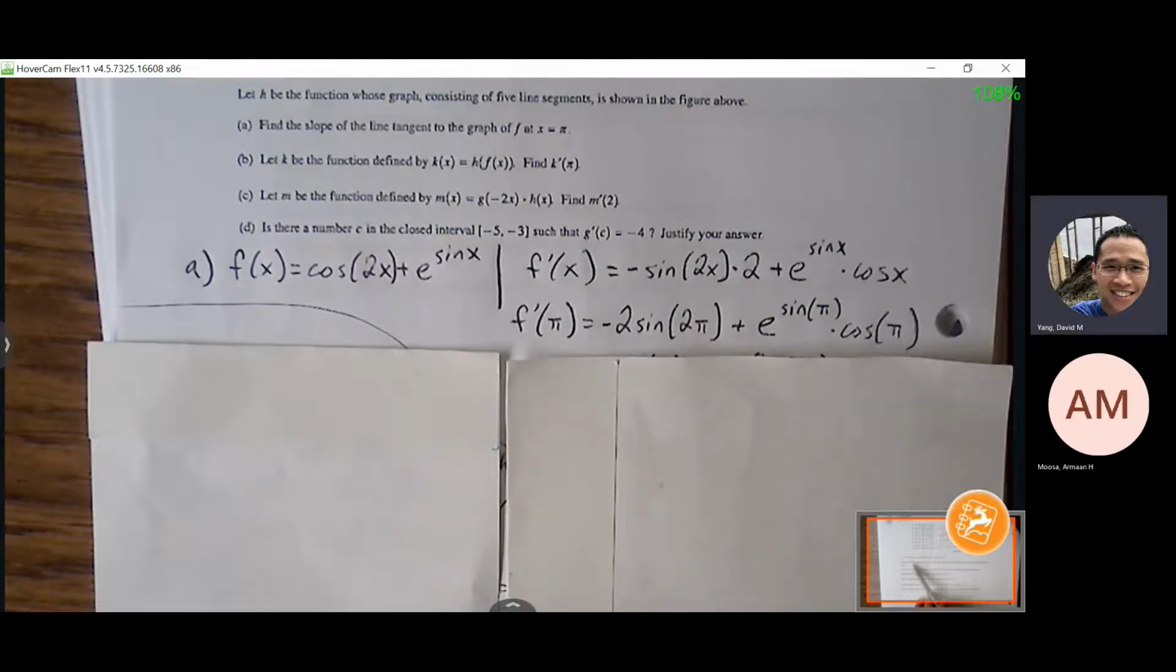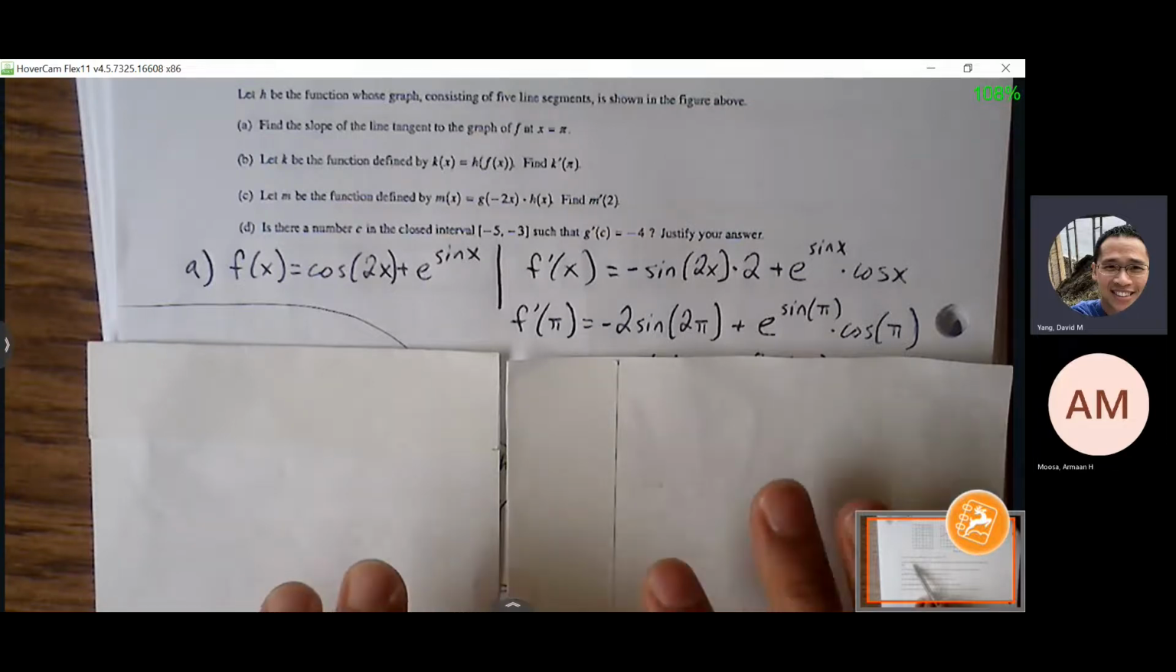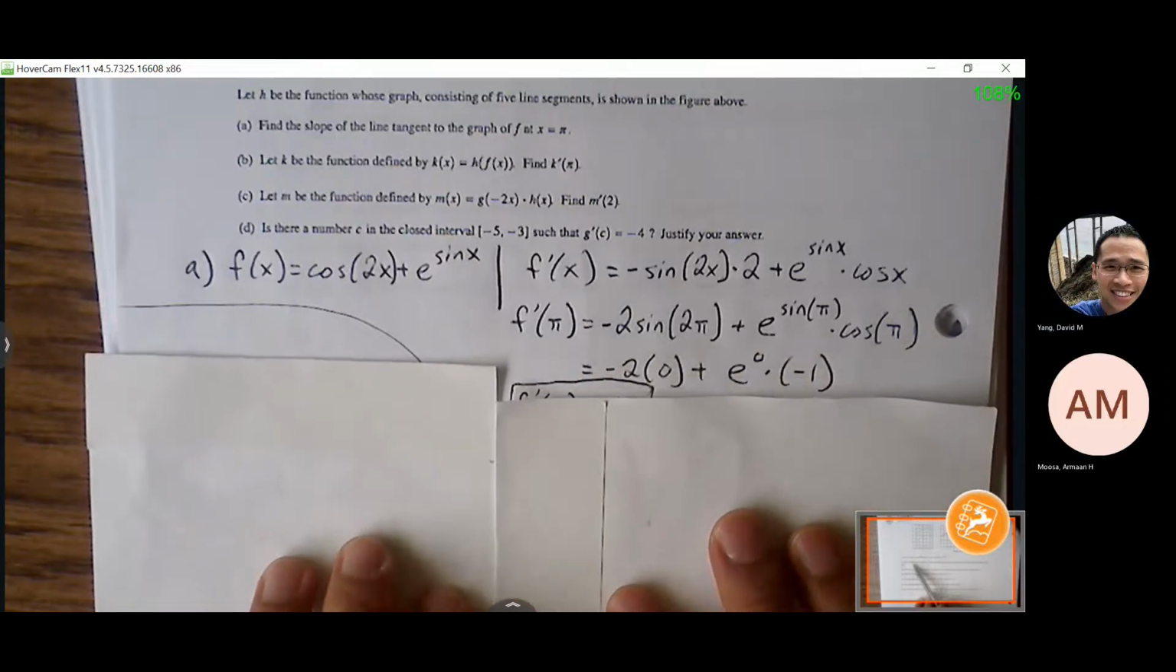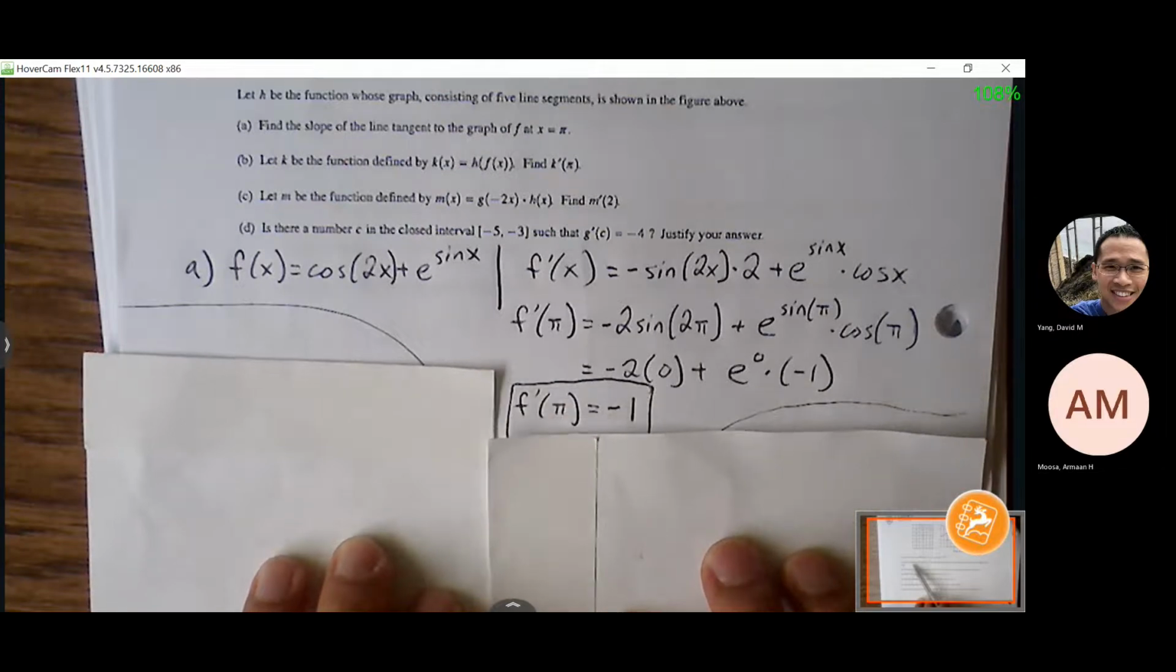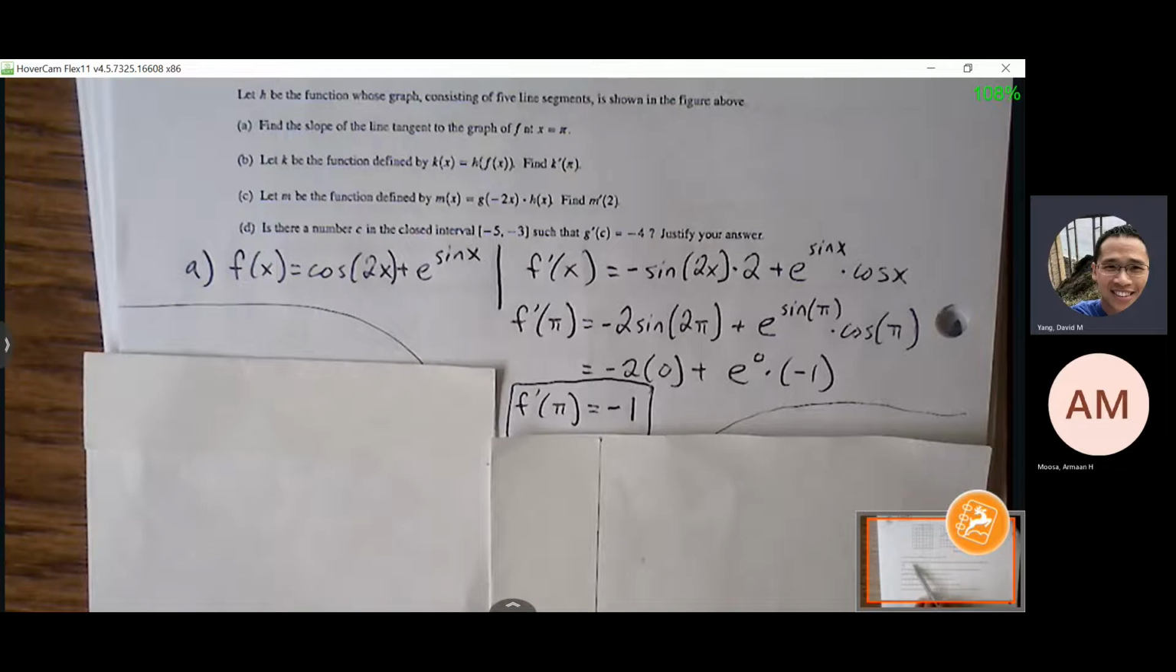So sine of 2 pi is 0. e to the sine pi is e to the 0, which is 1. Cosine of pi is negative 1. Zero minus 1 is negative 1. So my slope of the f graph at pi is negative 1.